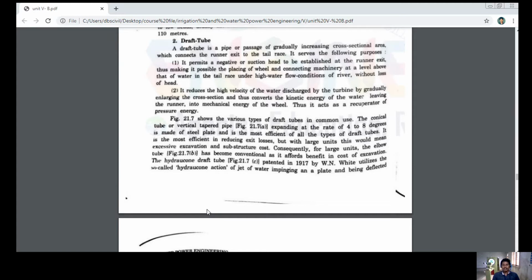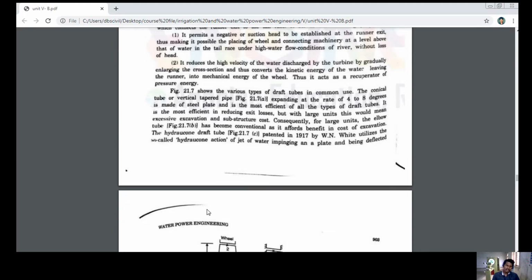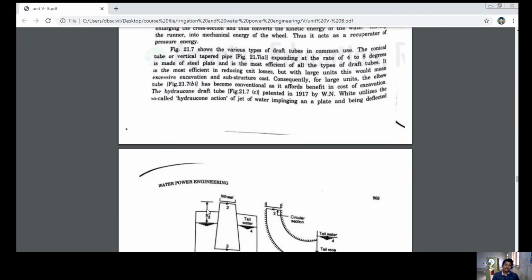The second point is that it reduces the high velocity of water discharged by the turbine by gradually enlarging the cross section, and thus it directly converts the kinetic energy of water leaving the runner into pressure energy. Here, the draft tube converts the kinetic energy into pressure energy. Thus, it acts as a recuperator of pressure energy. We have a diagram regarding this. Let's have a look.